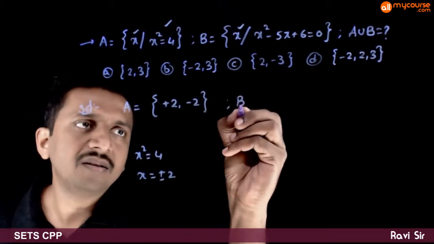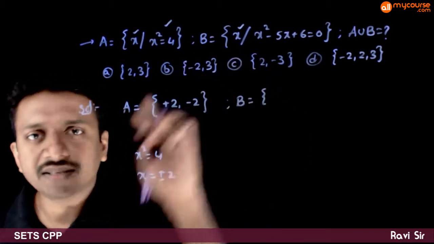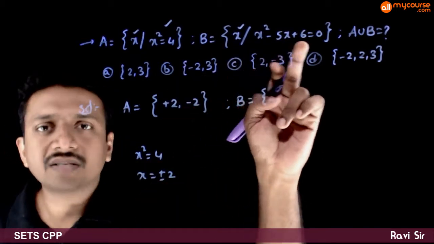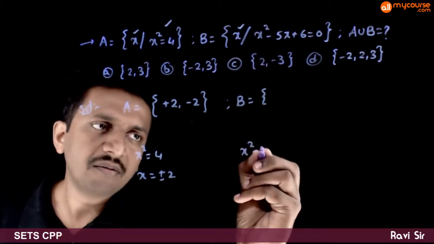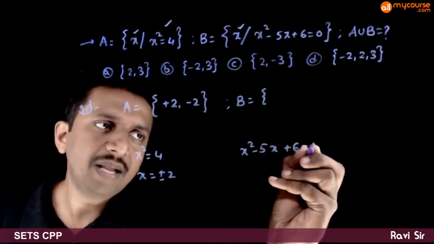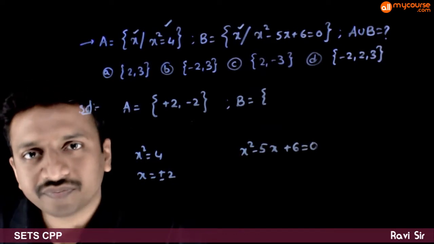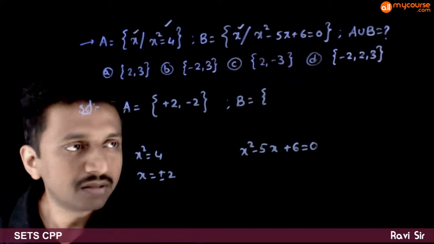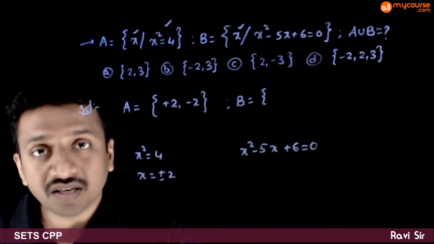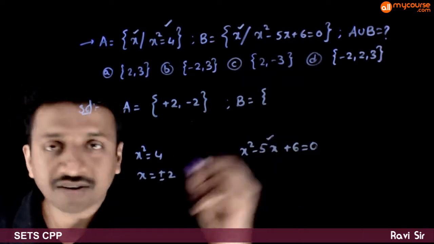And what is B? B is a set containing x such that x square minus 5x plus 6 is equal to 0. X square minus 5x plus 6 is equal to 0. So again, this is a very straightforward quadratic equation. So what are the x's that satisfy this equation? You know how to factorize this.